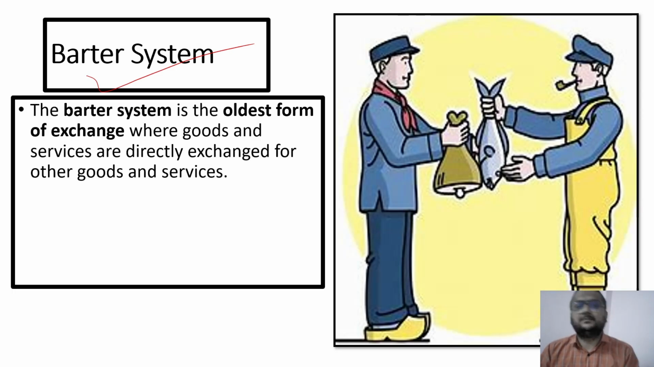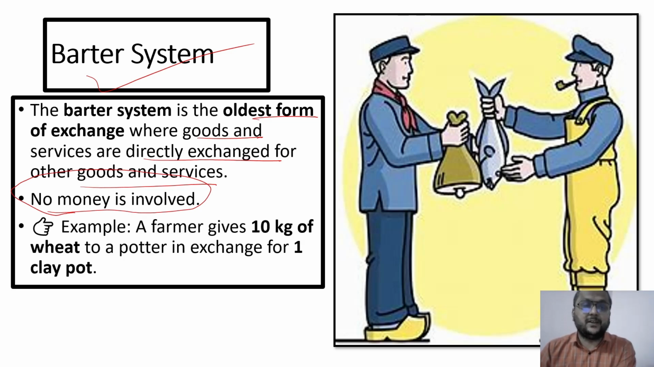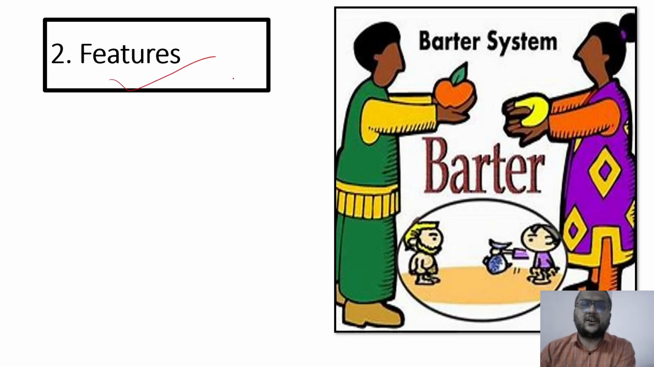What is the barter system? The barter system is the oldest form of exchange where goods and services are directly exchanged for other goods and services. So here things are exchanged for things. In the barter system, no money is involved. For example, if a farmer wants a pot and a potter wants wheat, they exchange among themselves. A farmer gives 10 kg of wheat to a potter in exchange for one clay pot. That is the barter system.